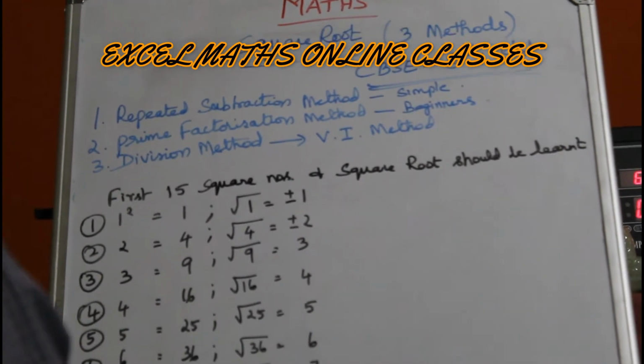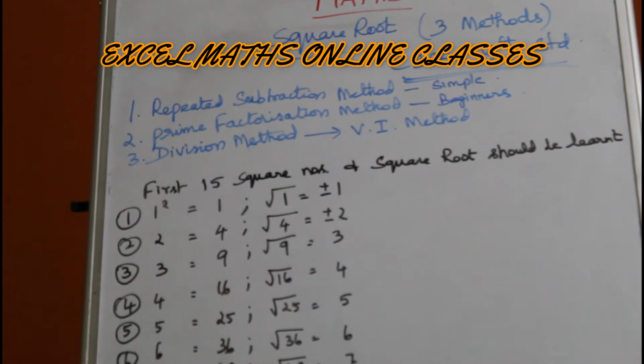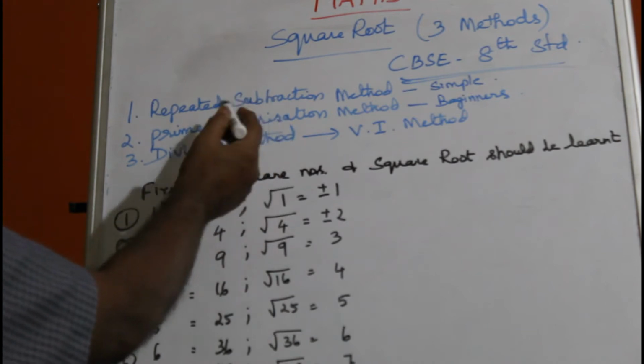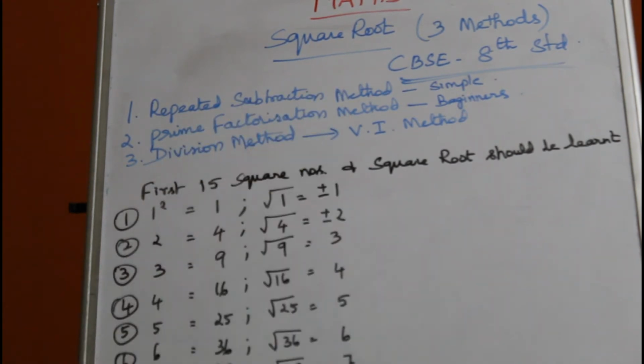In the Excel online classes, there was a doubt asked by our student studying CBSE 8th standard about the square root. How to find the square root? There are three methods called repeated subtraction method, prime factorization method and division method.